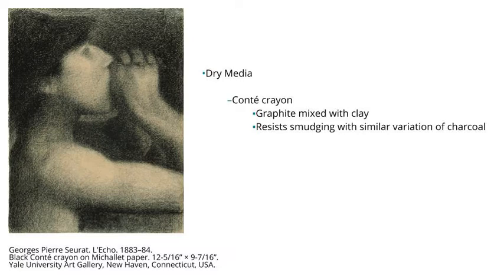So this example is L'Echo by Georges Pierre Seurat, and we actually looked at a zoomed in cropped picture of this earlier to look at the tooth of the paper, but this is the full piece, and it's done primarily with Conte crayon.